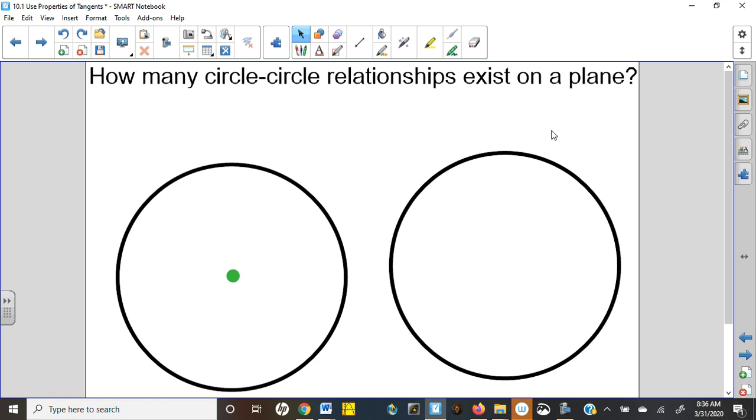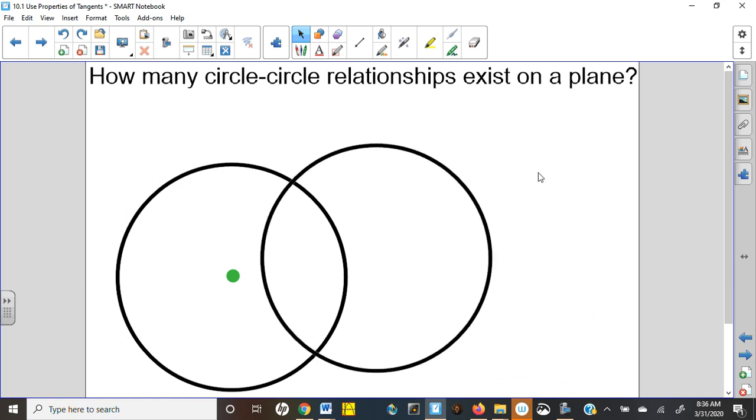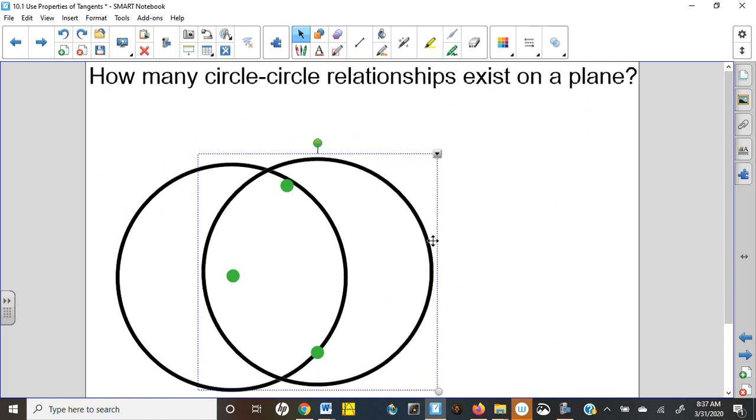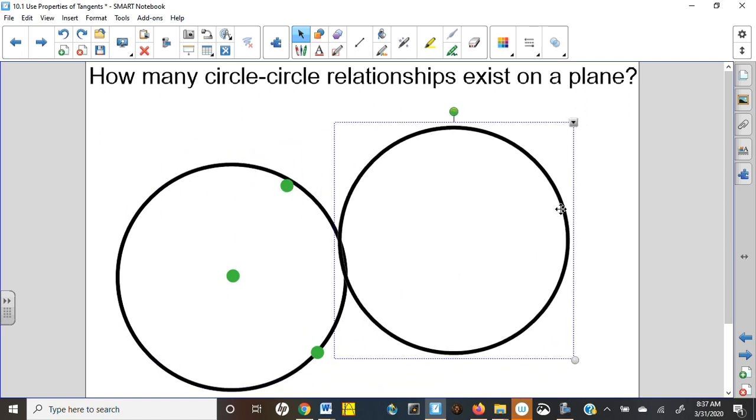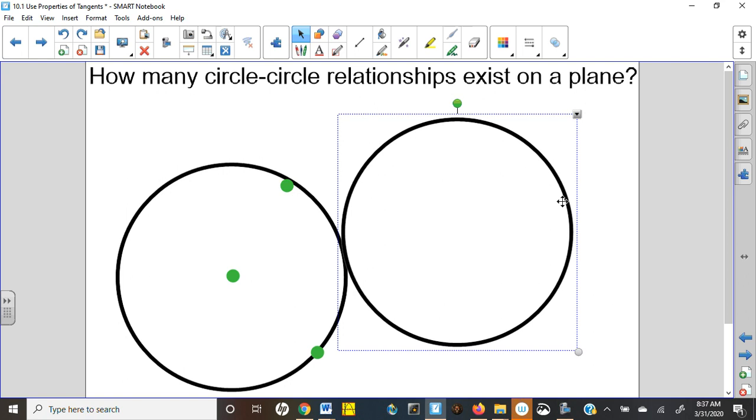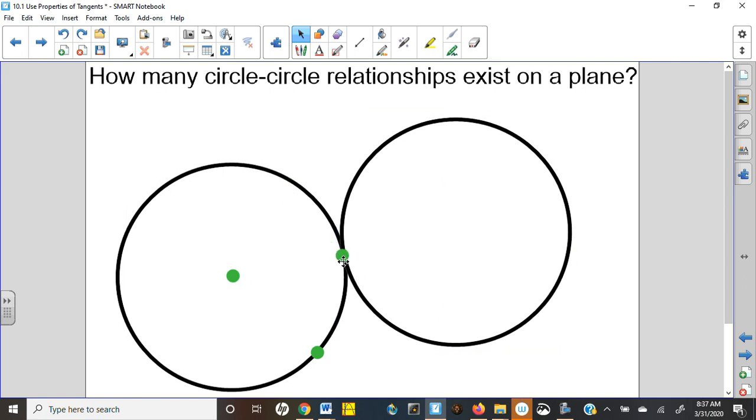Okay. The second example is where they actually intersect twice, right? They have 2 points of intersection, 1, 2. And that could happen many different ways. But then, of course, the special one is where they share just that 1 point. And we would call those tangent circles.